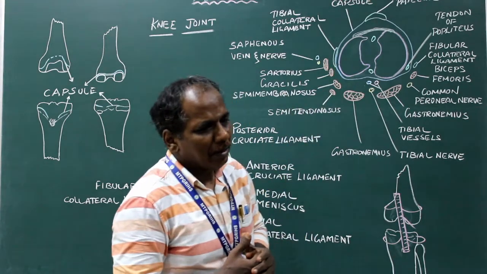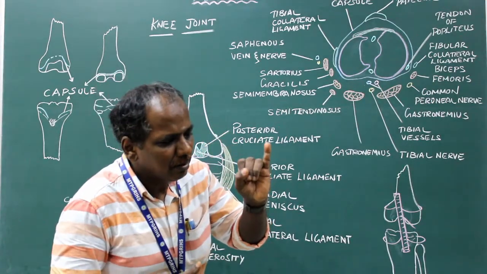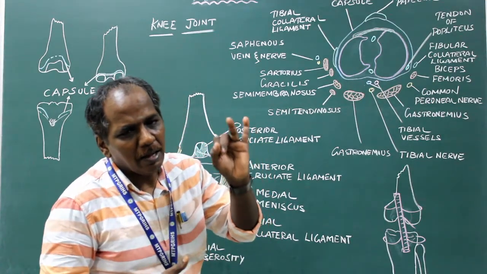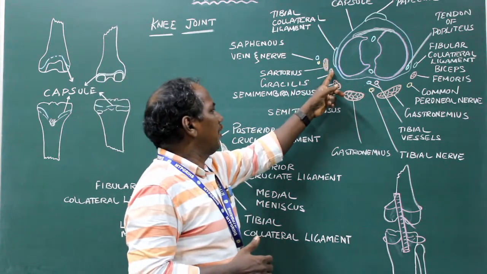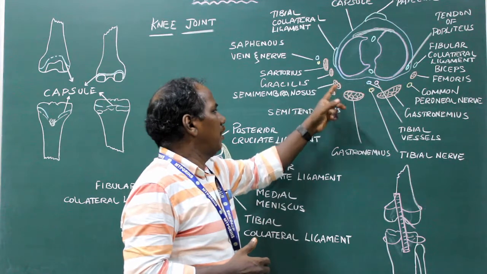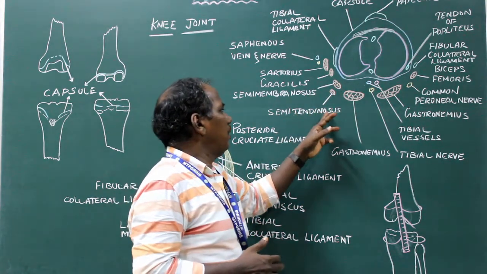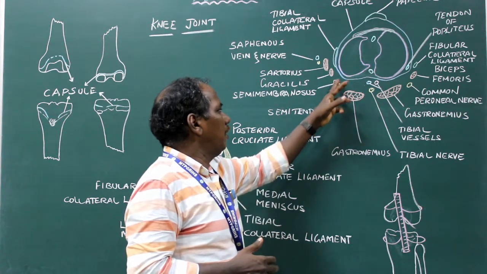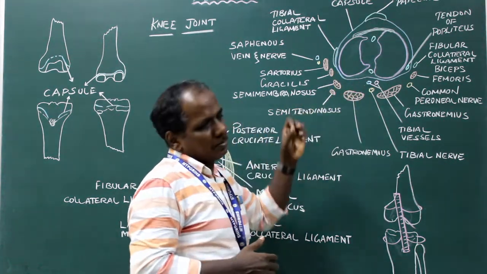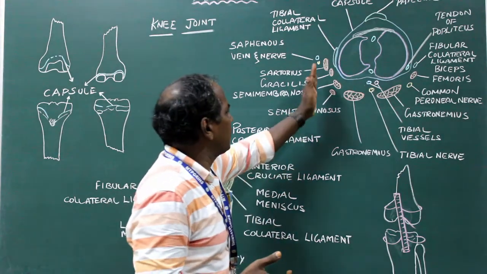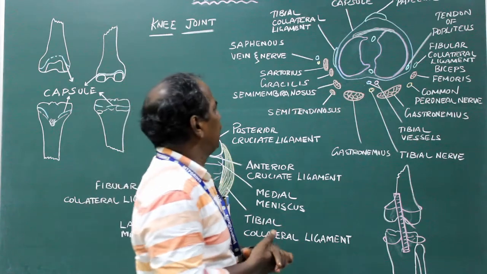Posteromedially, it is related to the tendons of gracilis, sartorius, and semitendinosus. So sartorius, gracilis, and semitendinosus tendon. The semitendinosus is separated from the capsule of the knee joint by semimembranosus. So these are the structures forming the posteromedial relation.